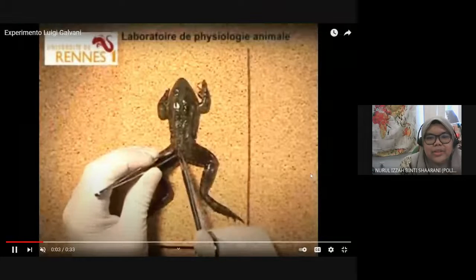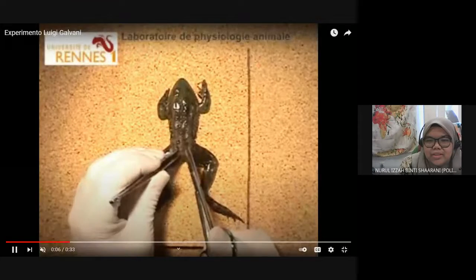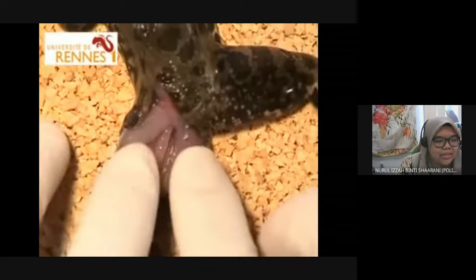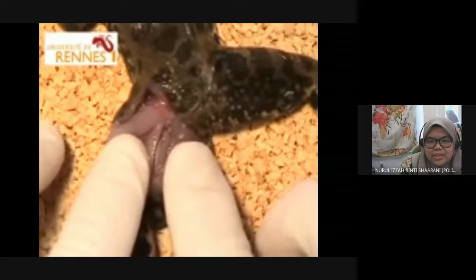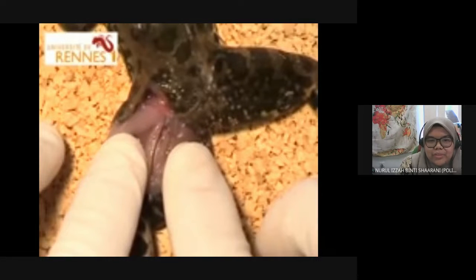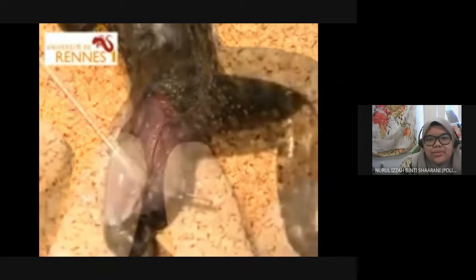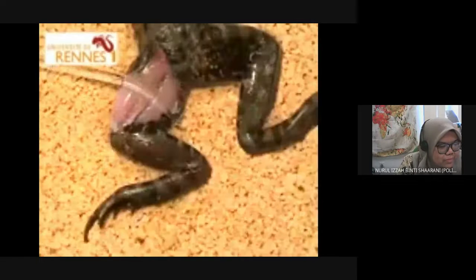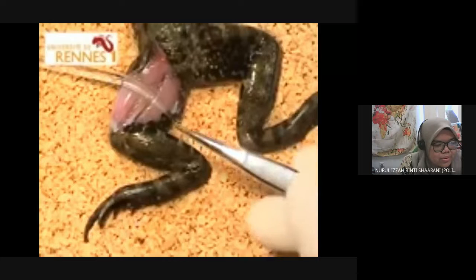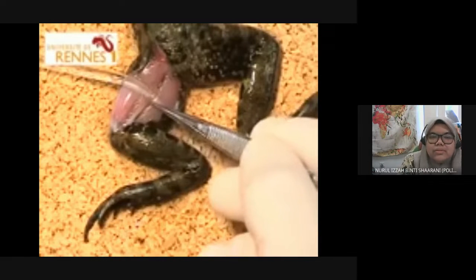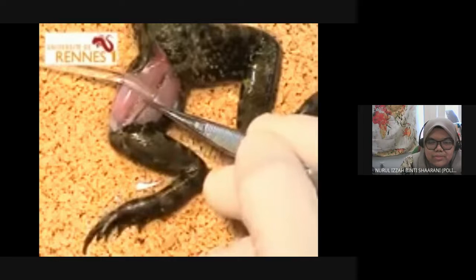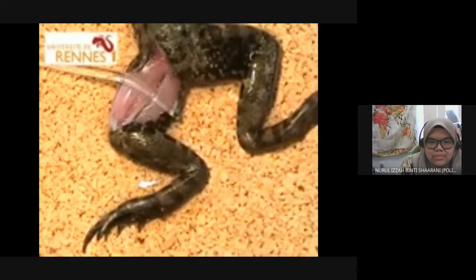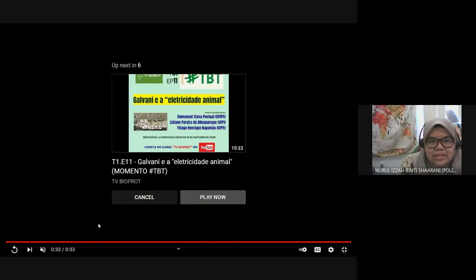Okay, suara tak payah dengar lah. Dia cakap Italian ke Spanish ke apa, saya tak tahu. Okay, kita tengok je apa yang dia buat tu lah. So that is how lah, macam mana dia buat eksperimen tu.